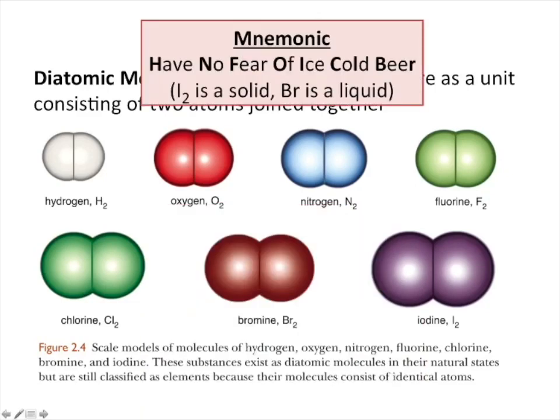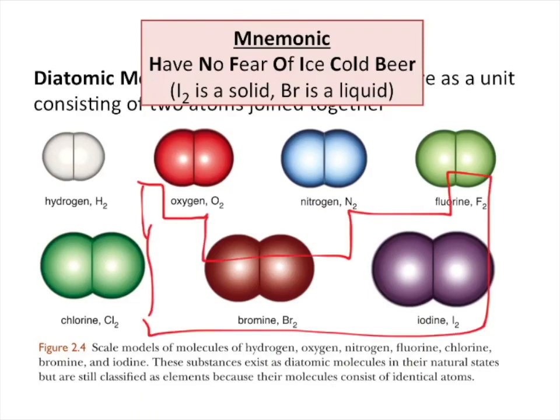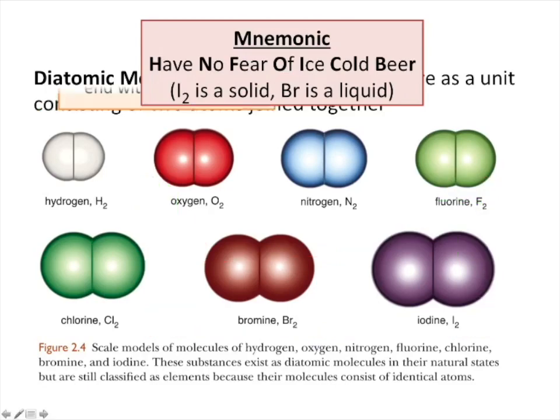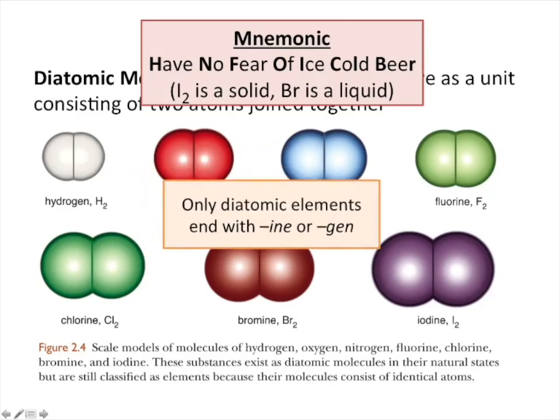There's a mnemonic for this you can use: Have no fear of ice-cold beer, if you would like. Again, if you're familiar with the periodic table, the elements that are present as diatomic include hydrogen over here, and then kind of an L shape over here from nitrogen, oxygen, fluorine, chlorine, bromine, iodine, down that way. So you can think of it that way as well. Another way to think of it is that only diatomic elements end with the suffix -ine or -gen.